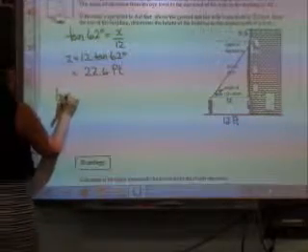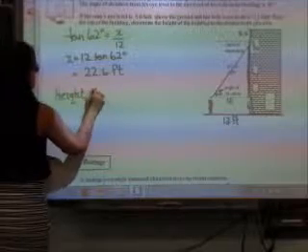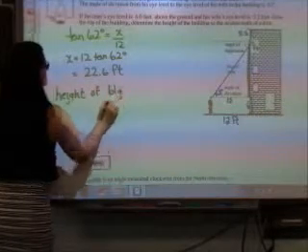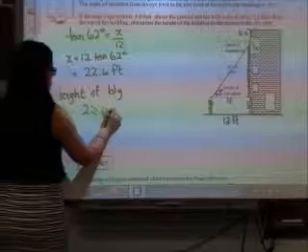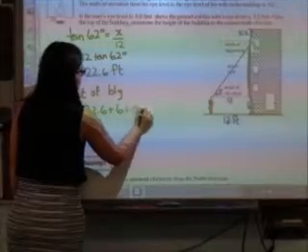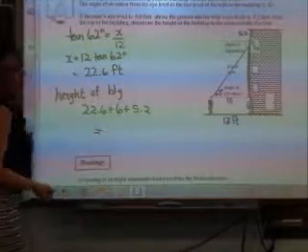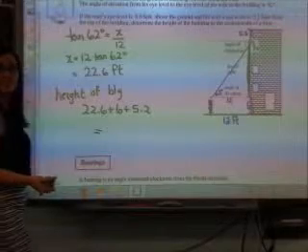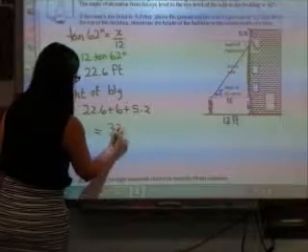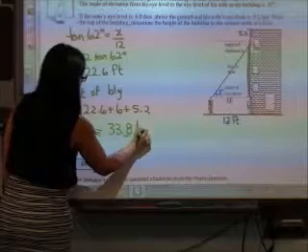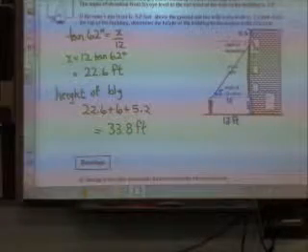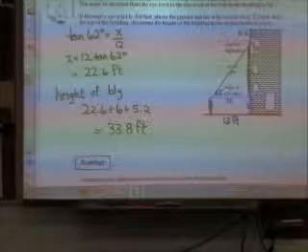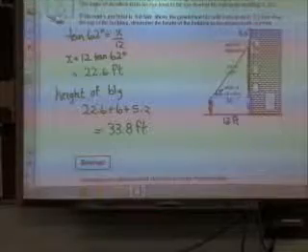So now when I go to calculate the height of the building, you had 11.2. I just added both the heights. So how much is that? 33.8 feet. So the building is 8 feet. Or sorry, 33.8 feet.